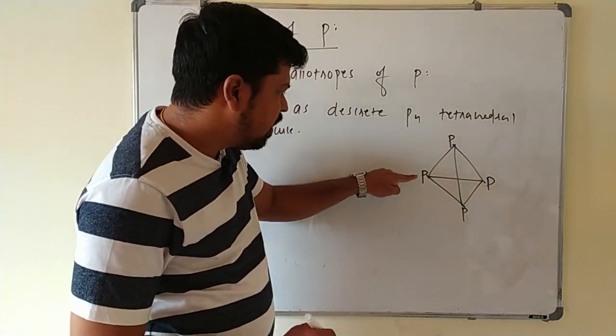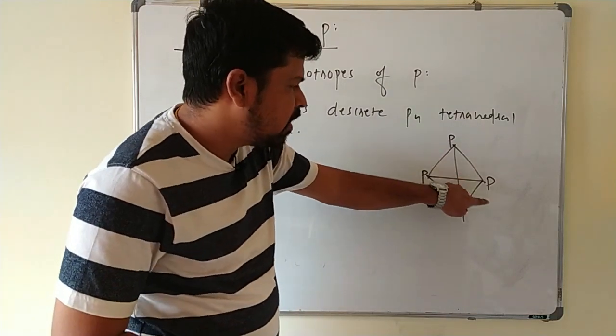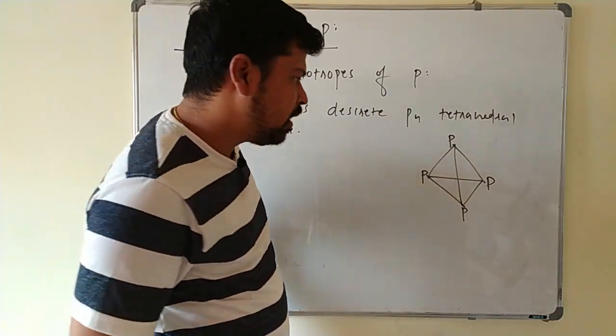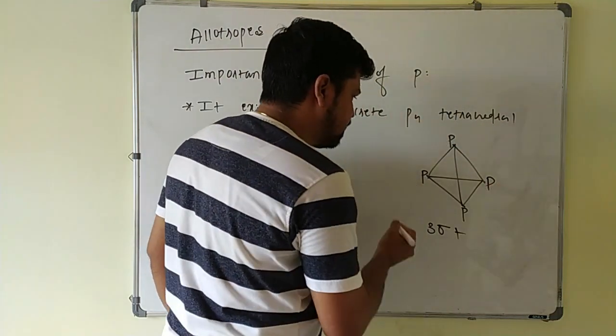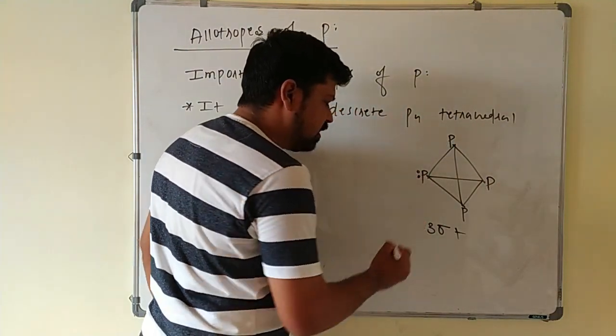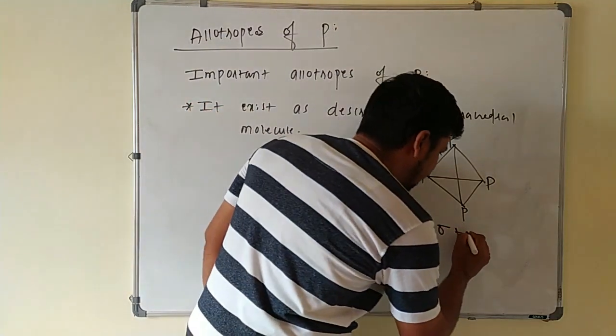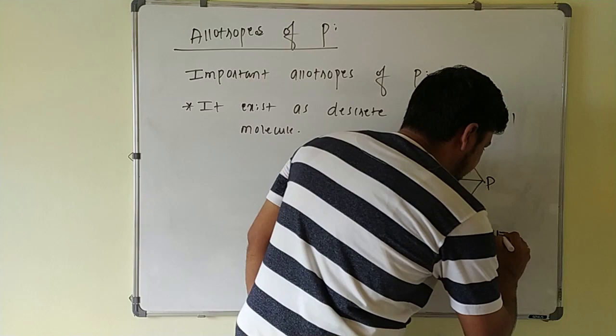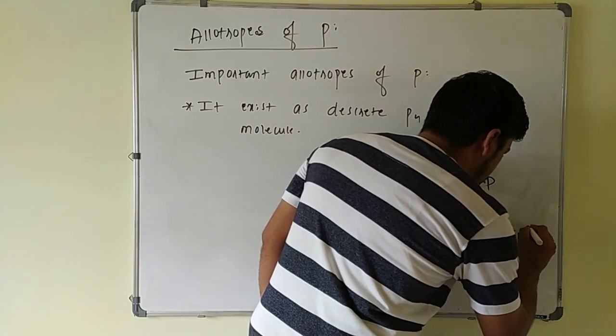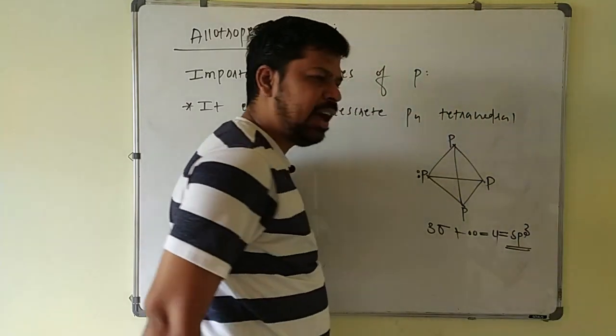3 sigma bonds. After forming 3 sigma bonds, each phosphorus atom has one lone pair of electrons, and this is the lone pair of electrons. The total number comes out to be 4, so that each phosphorus atom in the P4 molecule is sp3 hybridized.